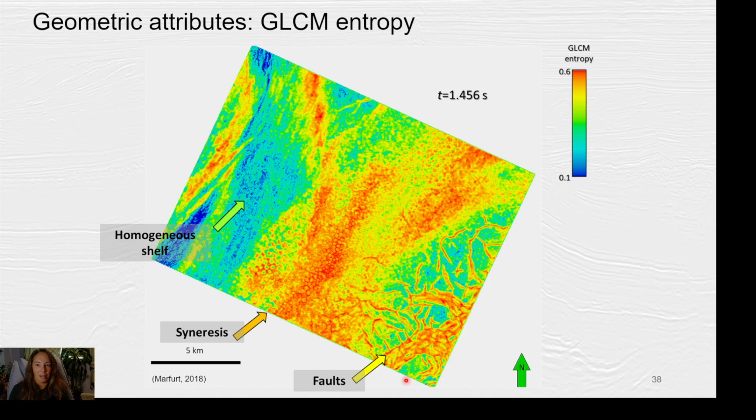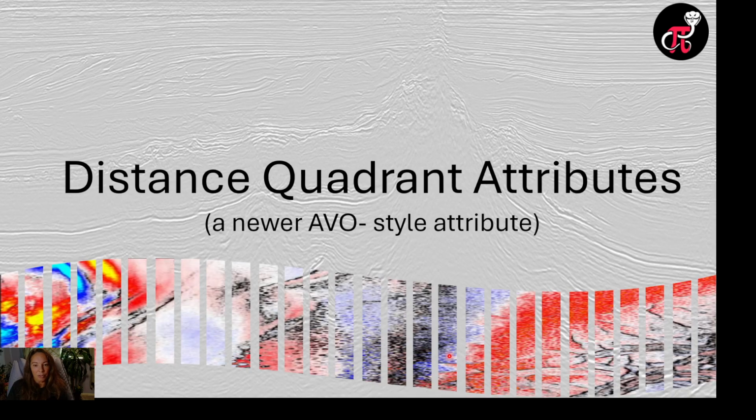Entropy, again, we've got lower levels of entropy in the homogeneous shelf, and then higher levels of entropy in the areas of synuresis and then in these faulted areas. So a great visualization for how much things are changing.